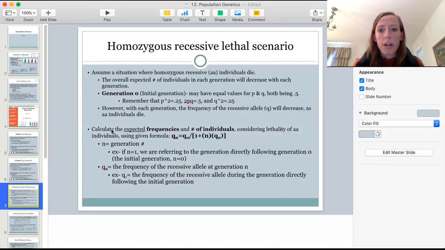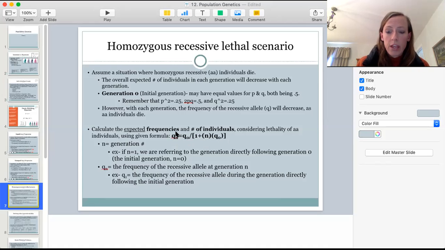But we're also going to ask you to look at what expected results you will see. So as I said previously, the Hardy-Weinberg principles assume, they expect, that the frequencies of alleles and genotypes will remain consistent from one generation to the next unless there's a disturbance, which clearly this situation is. The lethality situation is a pretty big disturbance on the frequencies of these alleles, okay? So you will use an equation to calculate the expected frequencies and the expected number of individuals that will be present in 5 different generations, considering the lethality of the homozygous recessive individuals, okay? So you're going to have to calculate this using this equation.